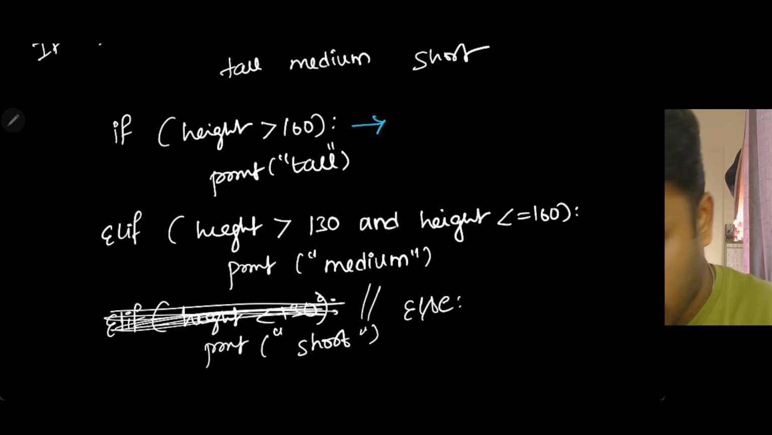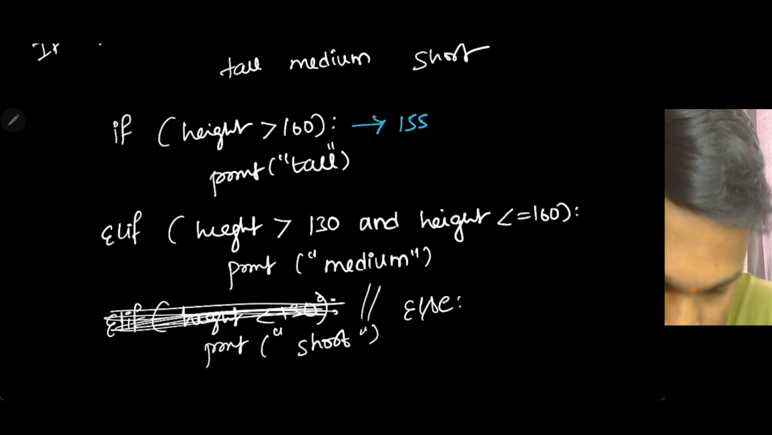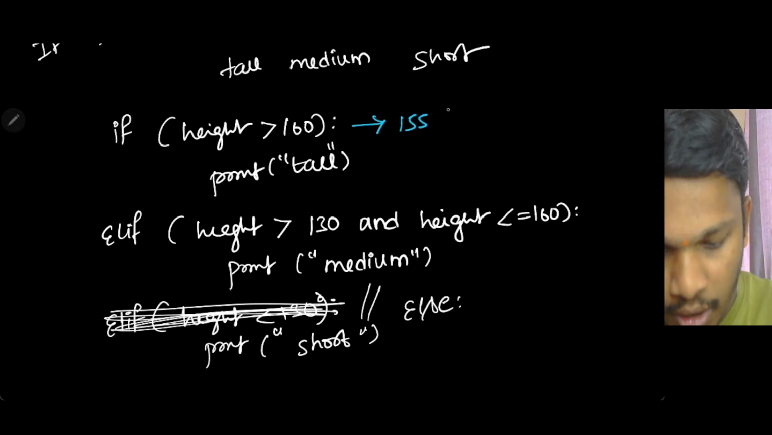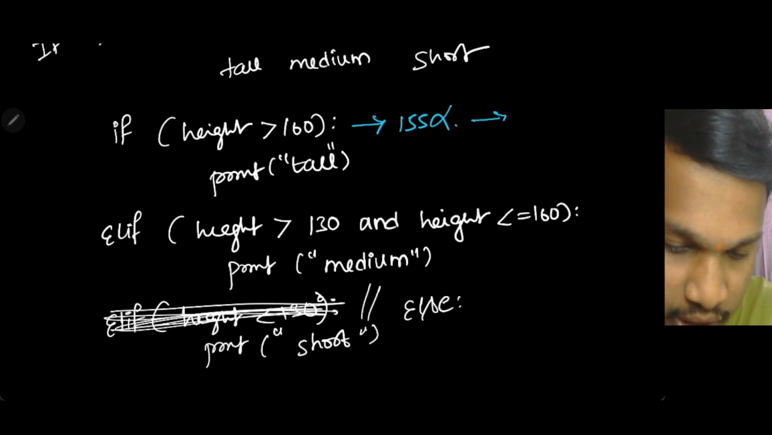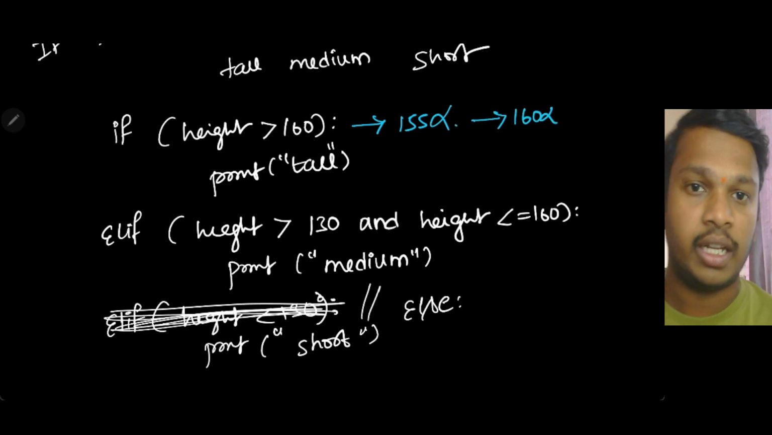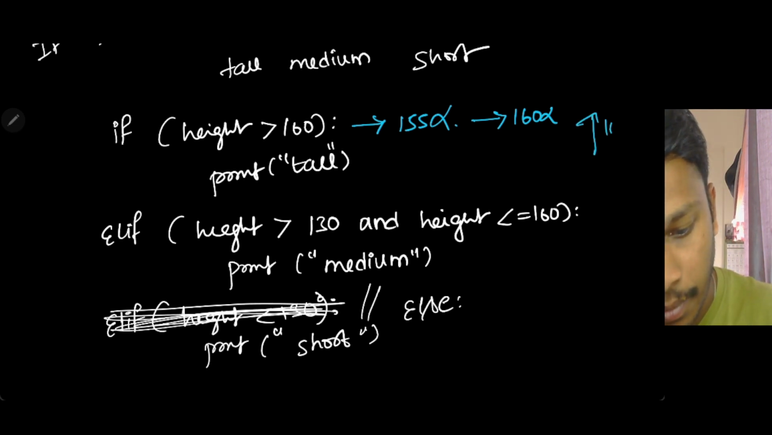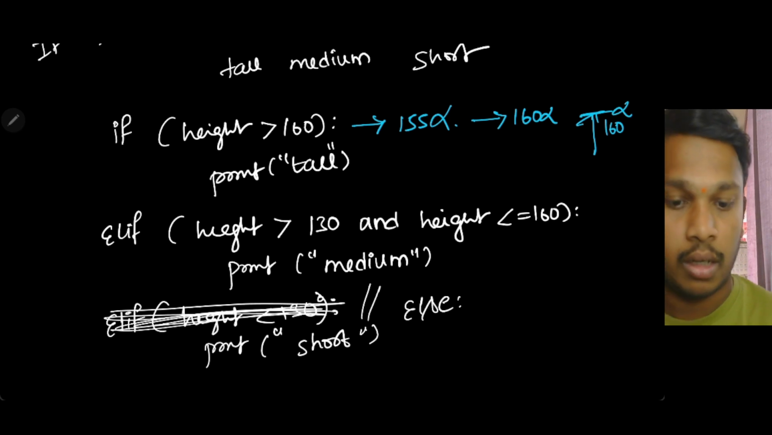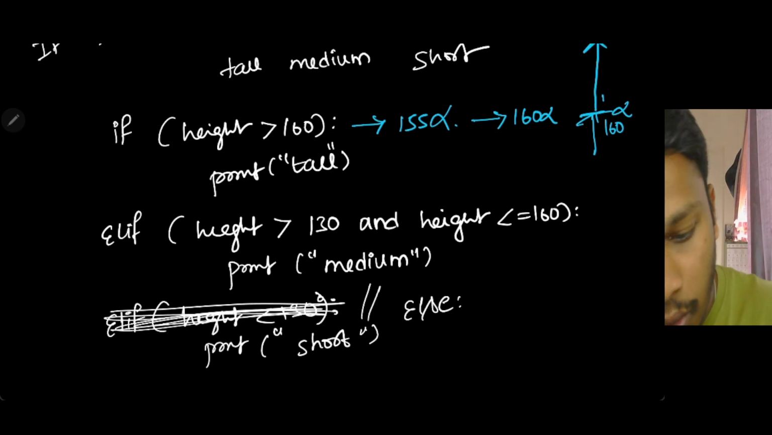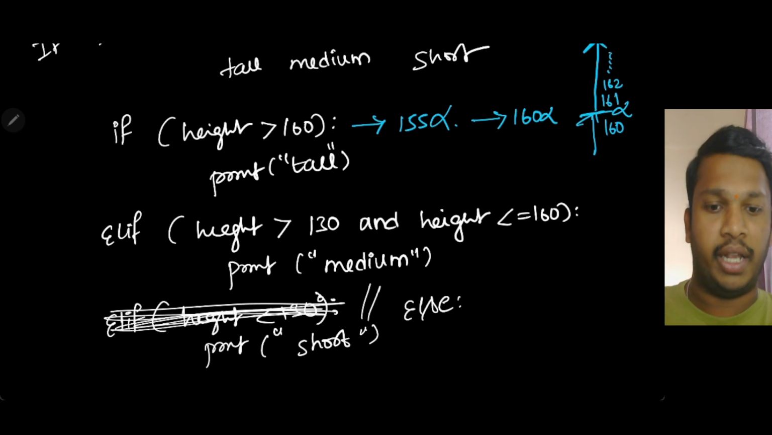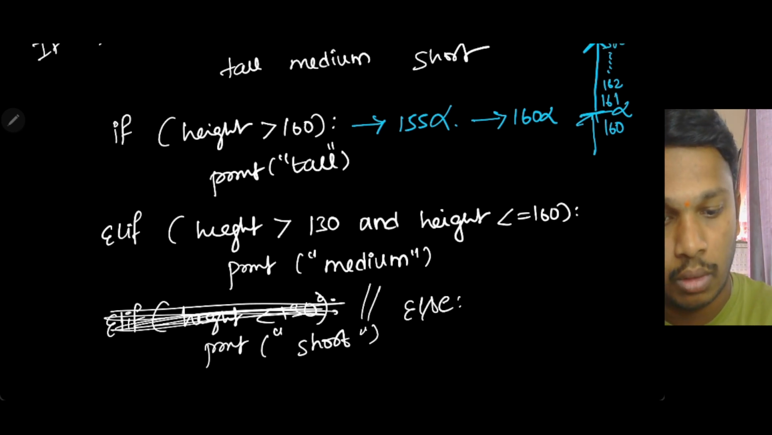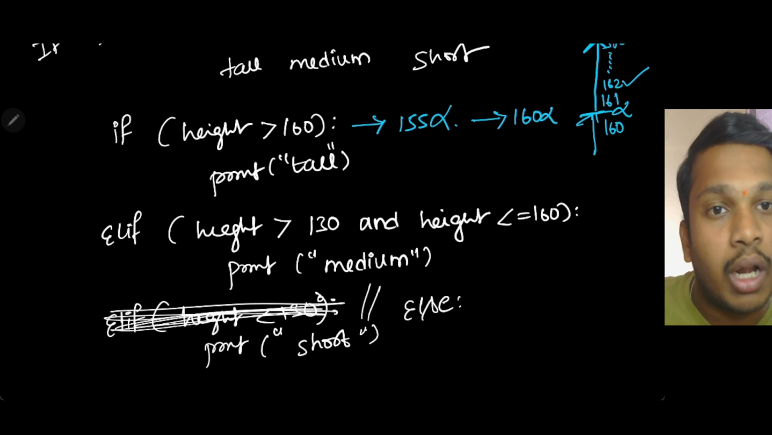If the height is 155, will it come inside here? No, it will fail. If it is 160, still fail. Correct. Till 160 it will fail. Above 160 only, 161, 162, and so on, any number, 5000 also, it will pass. From 161 onwards, it will pass.